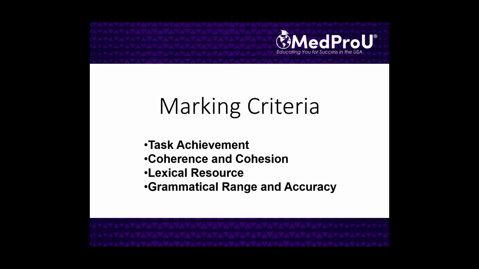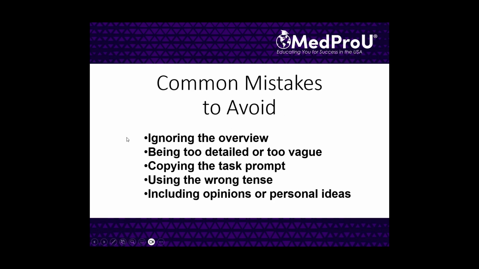So next is lexical resource. This is the range and accuracy of your vocabulary. And grammatical range and accuracy, this is your sentence structures and grammar. Okay. So here are the common mistakes to avoid. Okay. Number one, okay, ignoring the overview. Okay. Always provide an overview or summary of the most important trends or features.